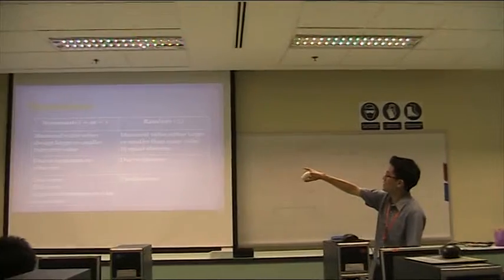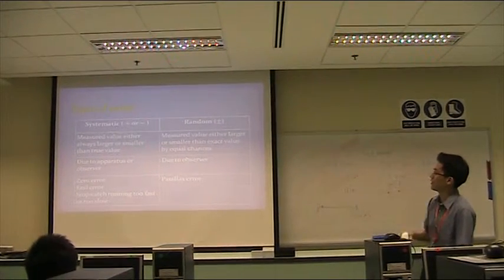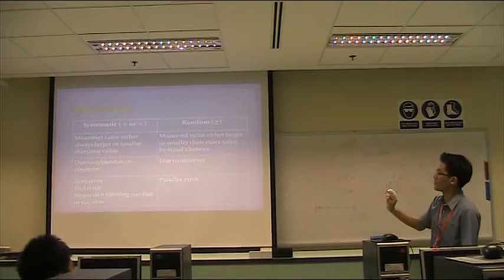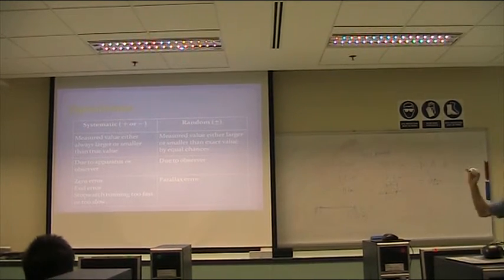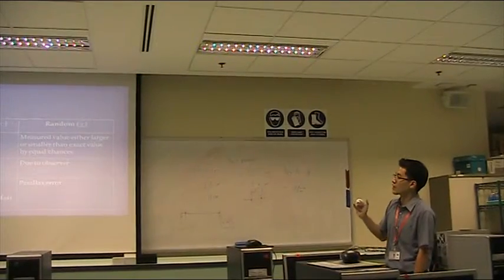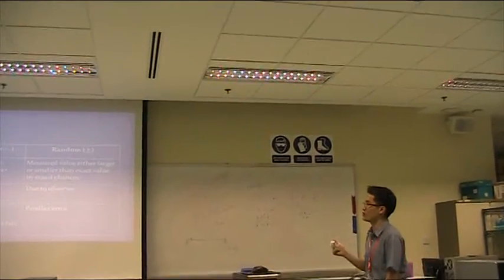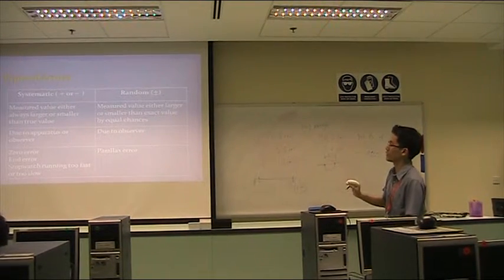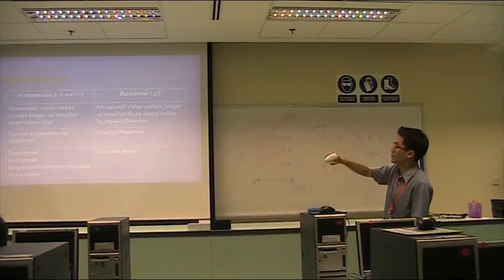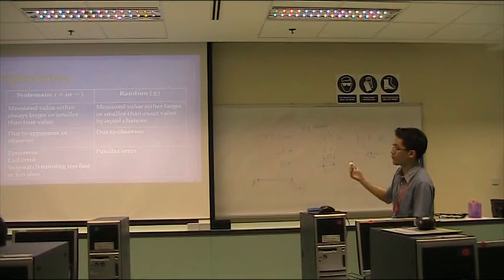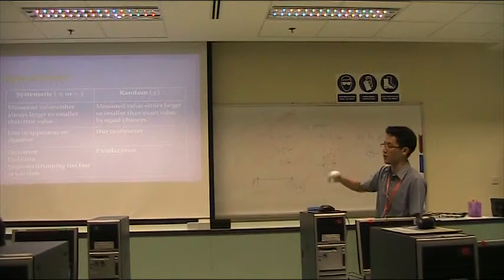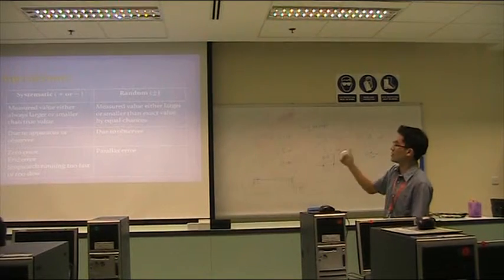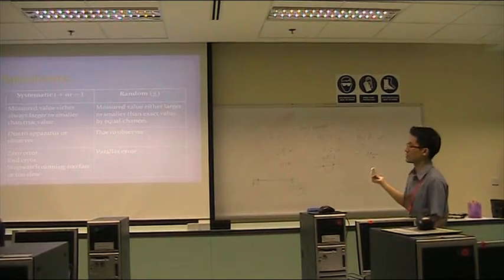You can see you have this plus and minus symbol in the heading there, whereas for the random one, it's plus minus together. So what's the difference? Okay, systematic error, the measured value is either always larger or always smaller. This is why the plus and the minus are separate from each other. So what's the reason for that? It's because of the apparatus or the observer. So it can be one of these 2 factors. So examples would be the 0 error and end error that we have seen just now.